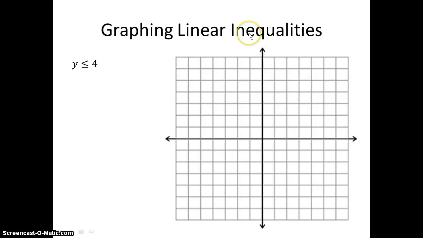Oh, I had one more. Sorry, lied. Y is less than or equal to 4. Now, where's our x? Where's our mx plus b, right? So let's think about this. Where is y equal to 4? Well, y is equal to 4 right here. Where else is y equal to 4? Well, here, and here, and here, and here, and here. Y is equal to 4 anywhere along this line.